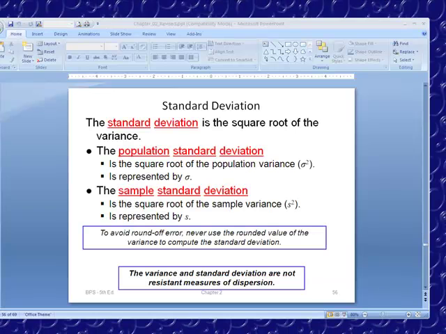So as you see, the standard deviation is just the square root of the variance. The population standard deviation is the square root of the population variance. Population variance is sigma squared, and so population standard deviation is represented by sigma. Sample standard deviation is the square root of the sample variance, s squared. So that means the sample standard deviation is represented by s.